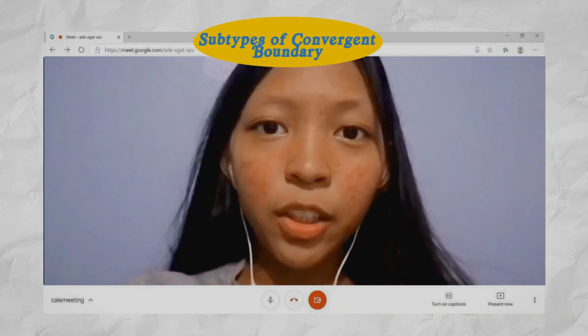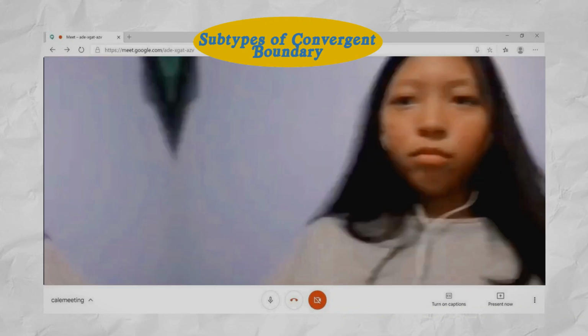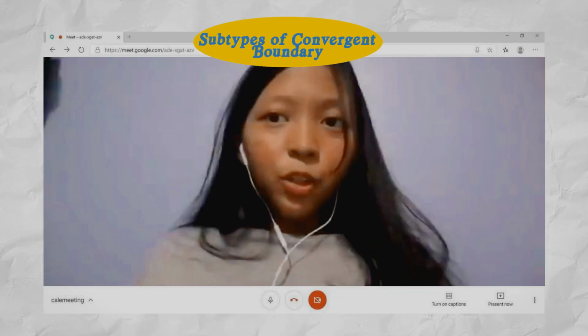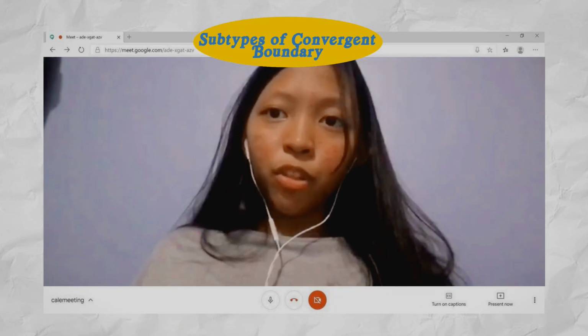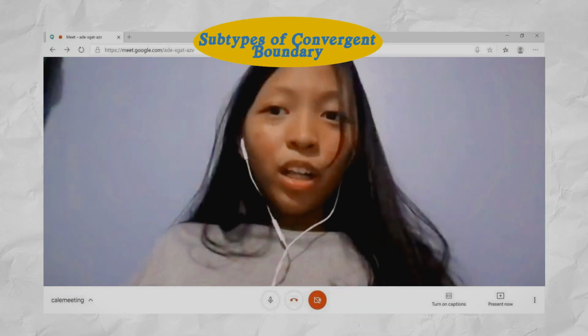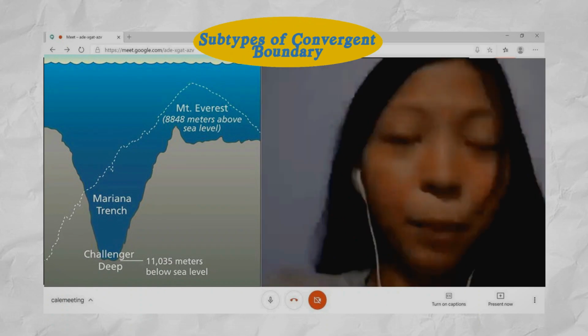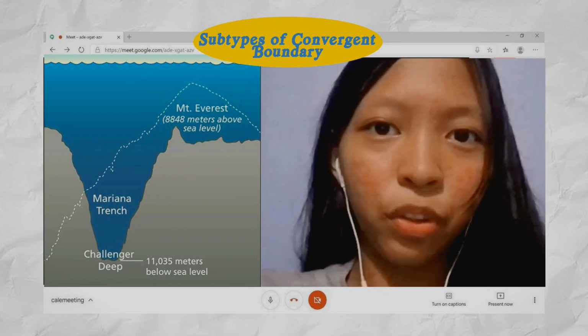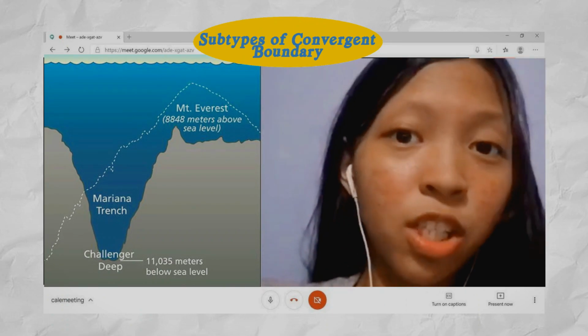Reduction of oceanic crust results to trenches. Trivia time! Trenches are the deep depressions in the ocean floor. Have you ever heard of the Mariana Trench? Well, if you do, that's good. The Mariana Trench is the deepest trench in the world, and the deepest part of the Mariana Trench is called Challenger Deep.